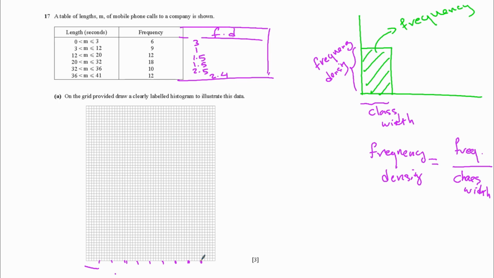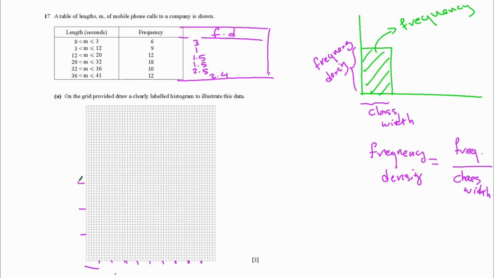On my vertical axis, I need to cover up to 3, and I have 1.5, 1.5, 2.5, 2.4. So it would be good to have that precision, up to 0.1. So if I take every 10 small squares as one unit, this would be 1, this would be 2, and this would be 3. I think that is what I need because I don't have more than 3. So I'm just going to use that.